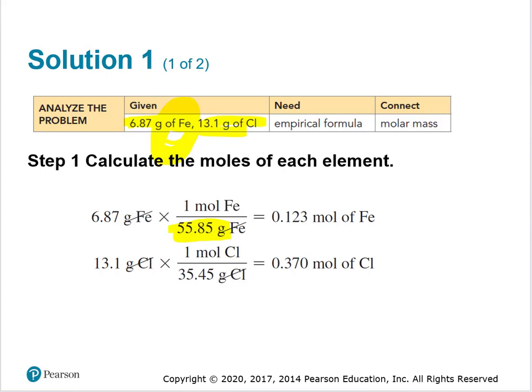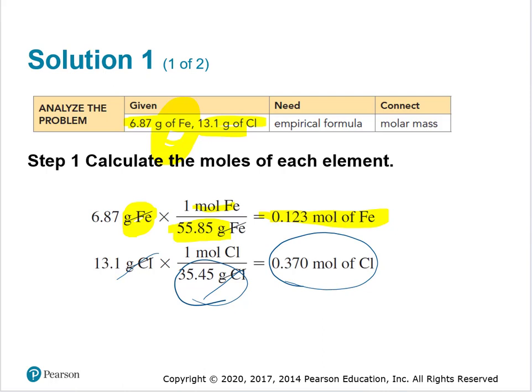So we have to have grams on the bottom because we have grams that we're starting with. What do we want? We want moles. What have we got? We've got grams. The grams and grams are going to cancel, so we can see our moles of iron. We're going to do the same thing with chlorine. We need our grams of chlorine on the bottom, 35.45 grams of chlorine and 1 mole of chlorine. That'll cancel out our grams, leaving us with 0.370 moles of chlorine.